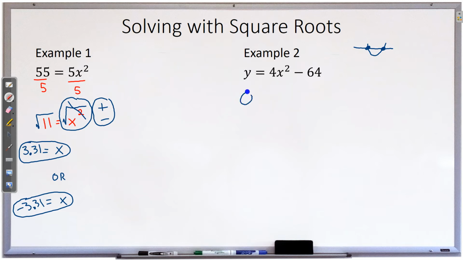And so we put in 0 for y. That will give us our x-intercepts. And so now we have an equation that looks very similar to the previous one that we can solve. So we'll add 64 to both sides. That goes away.